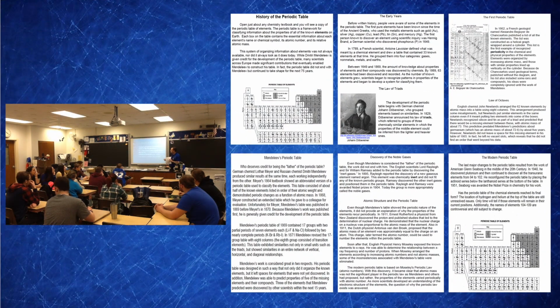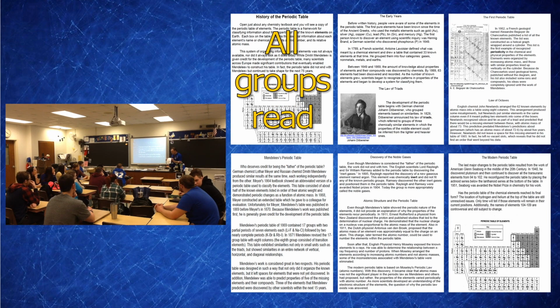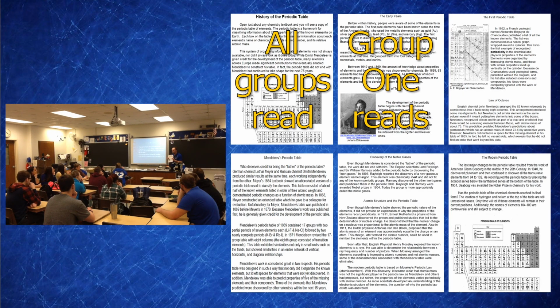What you're going to do is basically this. You're going to be responsible for everybody reading the first part, which is the history of the periodic table. It's the first page, and that's it. Everybody has to read that, only because we've already started covering that. If you are group number 1, you will be reading where it says the early years and the law of triads. All the packets are already highlighted for the section that you are responsible for reading. So you will only be responsible for that.